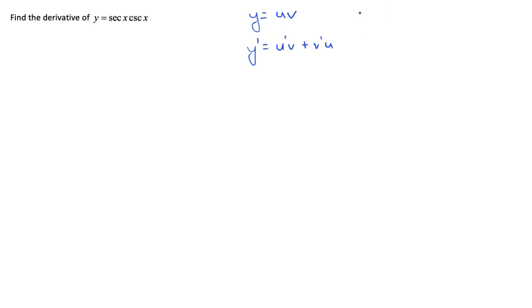And in this case, we're going to let u equal secant of x, and we're going to let v equal cosecant of x. So what is u prime then? Well, the derivative of secant is secant of x tangent of x. And then what is going to be v prime? V prime is the derivative of cosecant, which is negative cosecant of x cotangent of x.